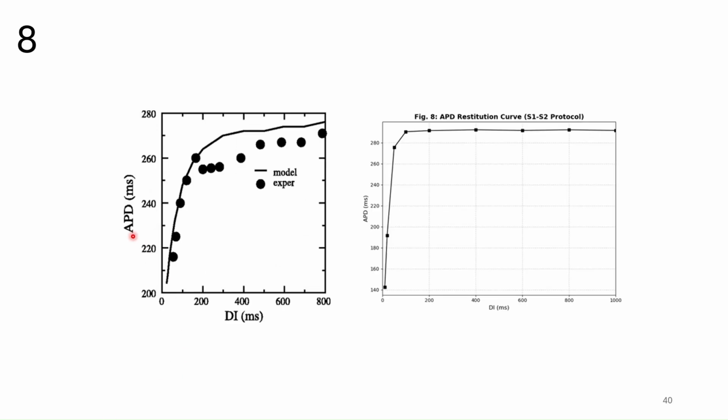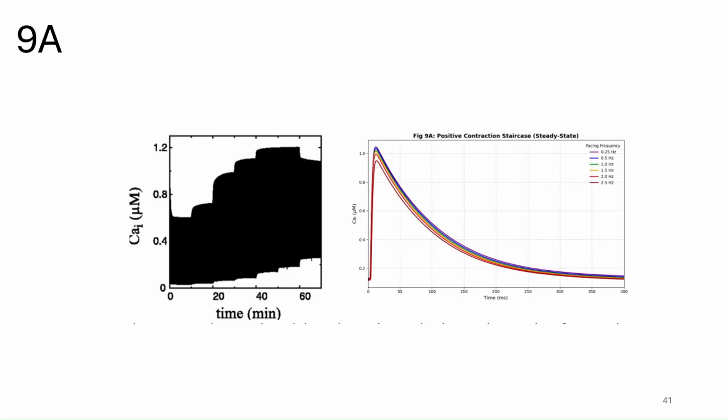This is the APD versus DI curve, and here the values do not match properly, but we can see a trend: it increases sharply and then gets flat. That is captured here while reproducing the figures.